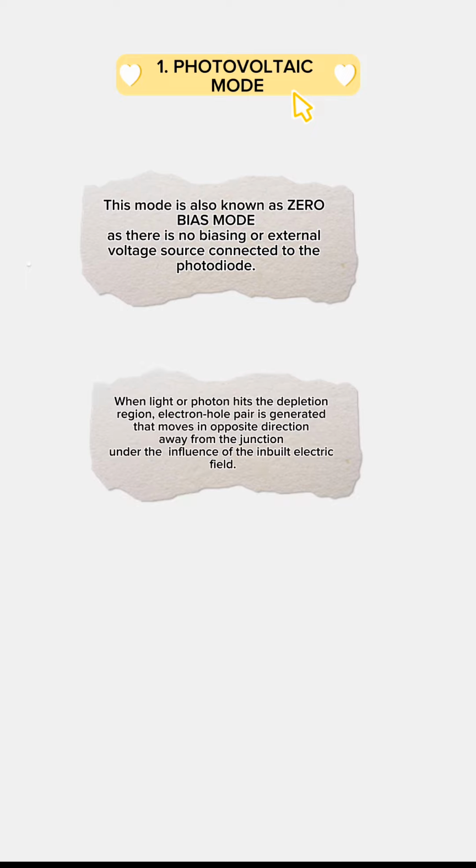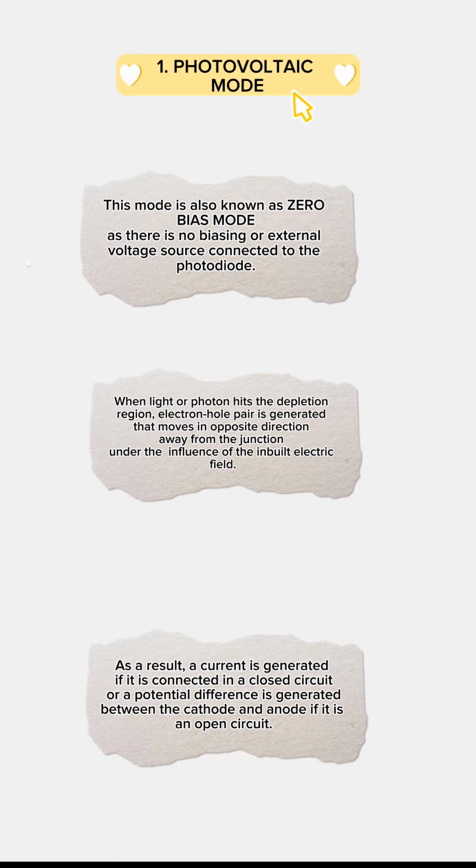This mode is also known as zero bias mode, as there is no biasing or external voltage source connected to the photodiode. When light or a photon hits the depletion region, an electron-hole pair is generated that moves in opposite directions away from the junction, under the influence of the inbuilt electric field. As a result, a current is generated.